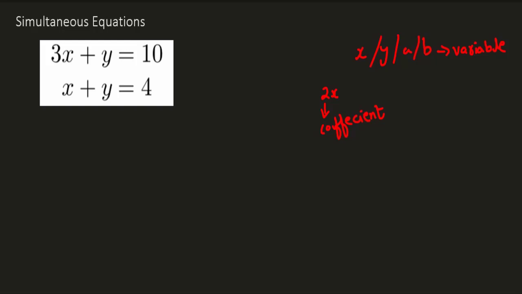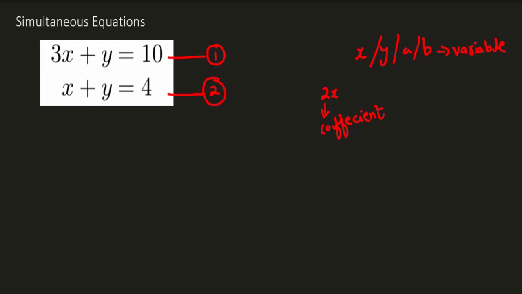This is an equation, 3x plus y equals 10. Let's call this equation number 1. Now the second equation is x plus y equals 4. Let's call this equation number 2. What we have to do is either choose x or choose y. It's totally up to us what we want to choose. What we have to do is make the coefficients the same for either x or y.